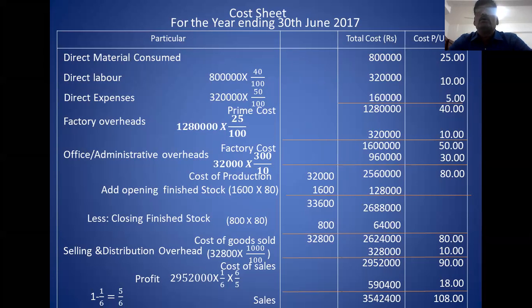Units produced, you have to calculate separately below the problem. Units produced is equal to units sold plus closing stock units minus opening stock units. You apply this equation, you will get 32,000. That is to be calculated separately, because units produced is not given in the problem.